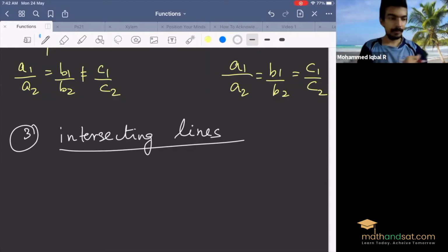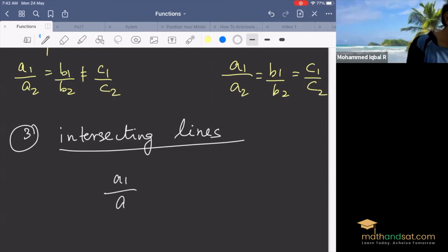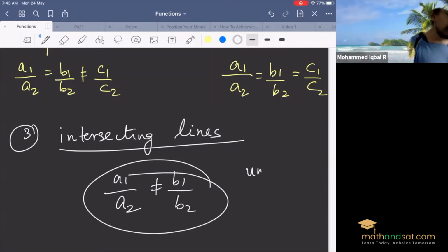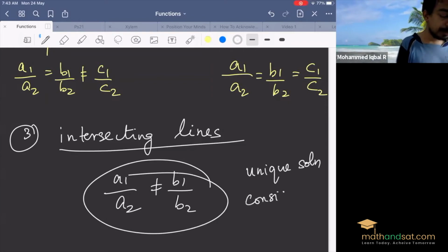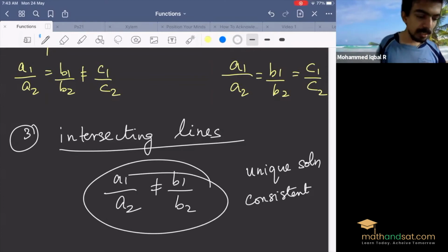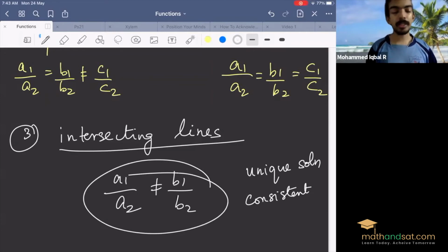So what is the condition for intersecting lines? There is no proportionality between the coefficients. That is, A1 by A2 will not be equal to B1 by B2. That is the condition for intersecting lines. In this case, we say there is a unique solution. And also we say that the system is consistent. Even in the case of infinitely many solutions, we said it was consistent. Here also we say it's consistent, but with a unique solution.